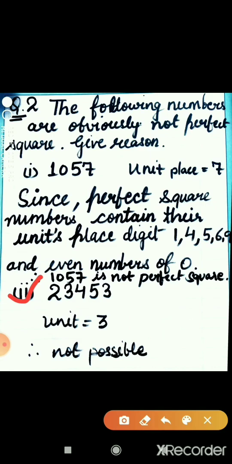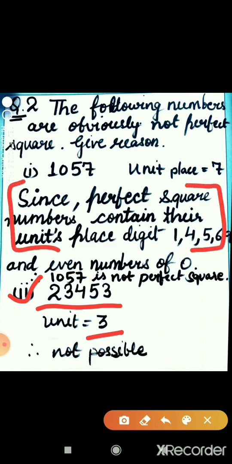23453. Unit place of this number is 3. By the same reason, this number is not a perfect square. Got it?